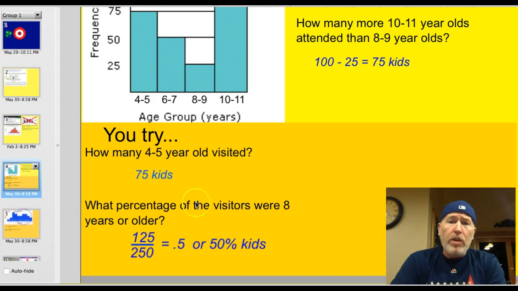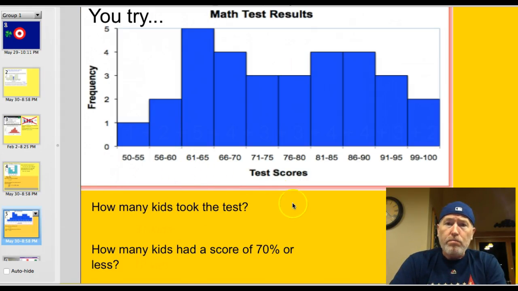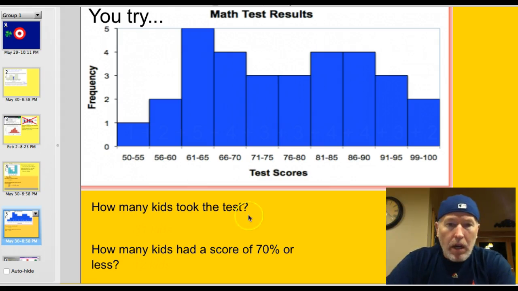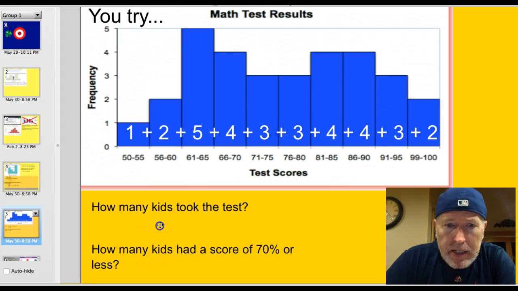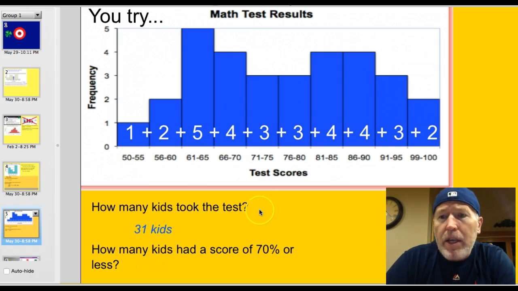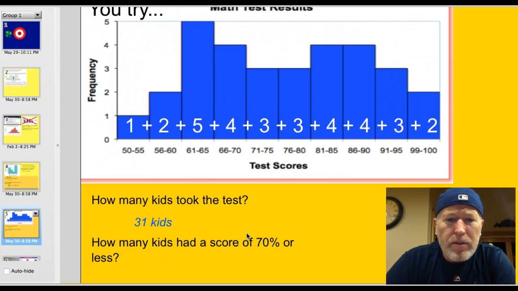Time for you to try one on your own. Kind of a big one here. Math test results. First question, how many kids took the test? Second question, how many kids had a score of 70% or less? Go ahead, take a second. How many kids took the test? If you add all these up, you get, survey says, 31 kids. That's an average class size. I was pretty sure it was going to be 32, but I added it twice. It's 31. Did I make a mistake? No, I think it's 31.